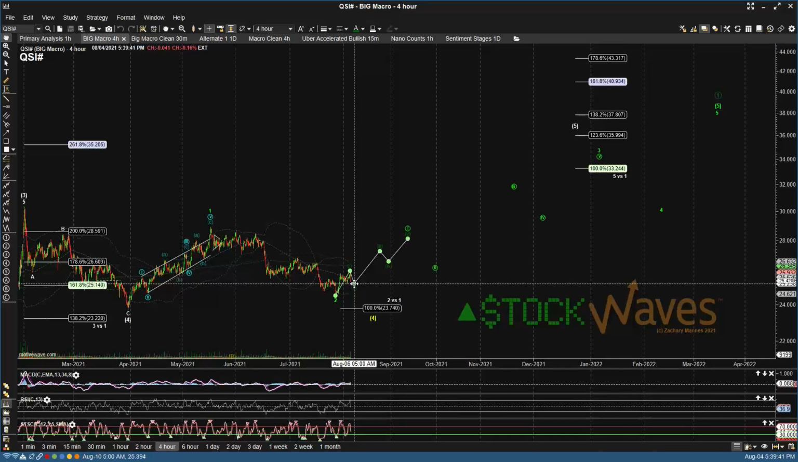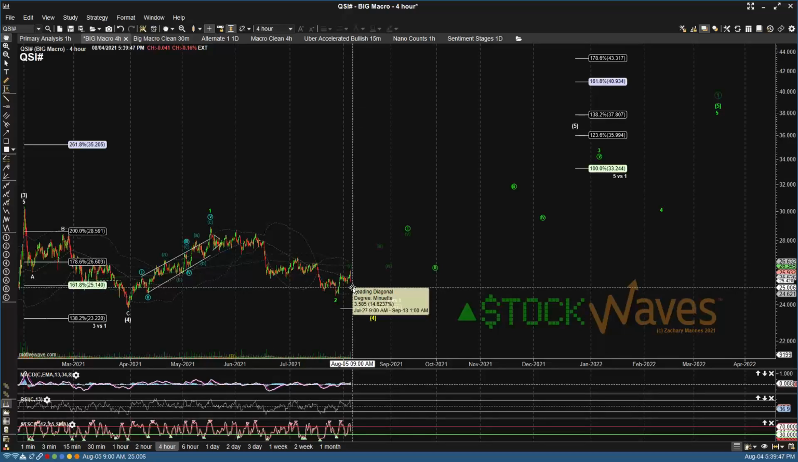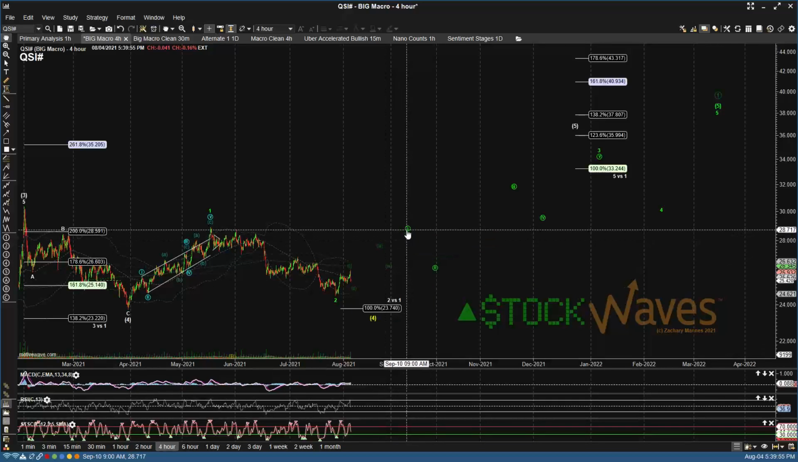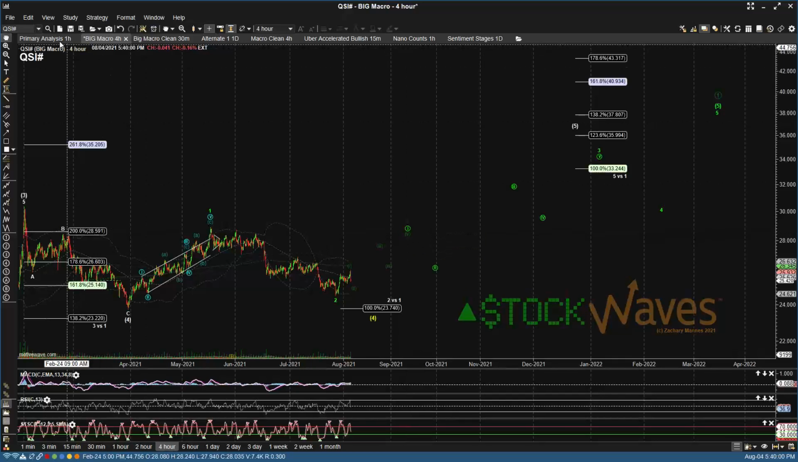gold for the alt yellow C wave of the parentheses green 2 can just count as part of the green 2 here in silver. So we do want to see it hold the 2490s and get 3, 4, 5 up for that wave 1, targeting the 2850 to 2870 region.